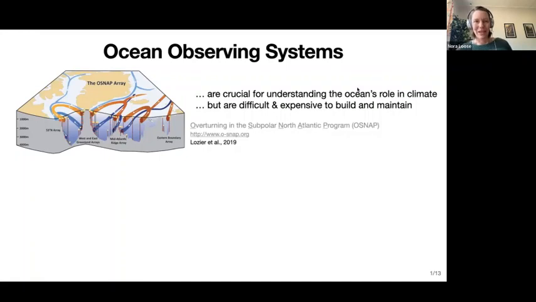Okay, so I think this crew here agrees with me that ocean observing systems are absolutely crucial for understanding the ocean's role in climate. But at the same time, they're also very difficult and expensive to build and maintain, right? A great example is the OSNAP observing system in the North Atlantic. This is a huge and costly international effort, but over the last few years, it has led to revolutionary new insights into North Atlantic ocean circulation.